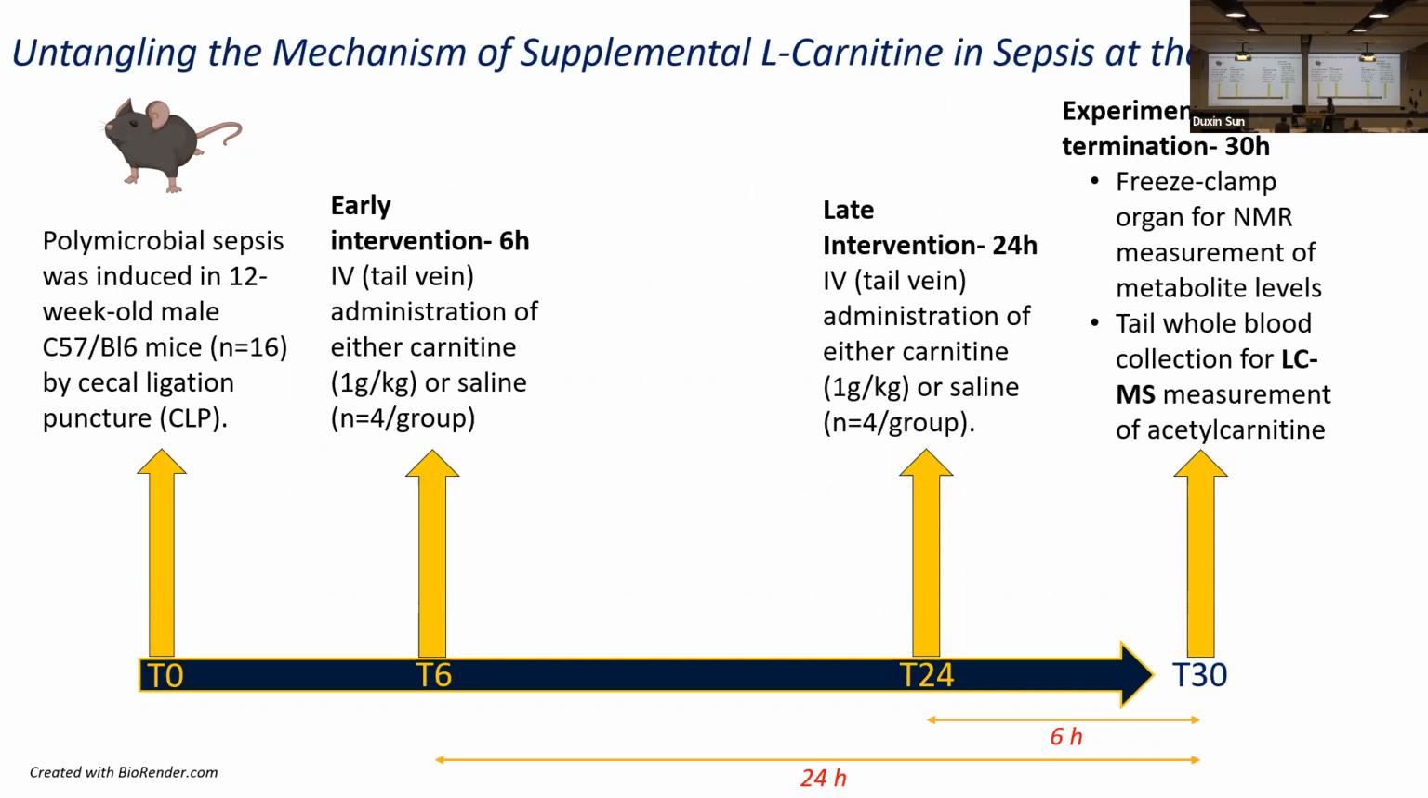We gave an early intervention in some of the mice. 6 hours after that, they either got a large dose of carnitine or saline placebo. And then we also did this late intervention. And we weren't interested in mortality. We really wanted to look at what was happening at the organ level. And so we ended the experiment at 30 hours. And we did a procedure called a freeze clamp of the organ, and then we did an NMR measurement of metabolites in that organ, and then we measured tail vein whole blood by LCMS for acetylcarnitine.